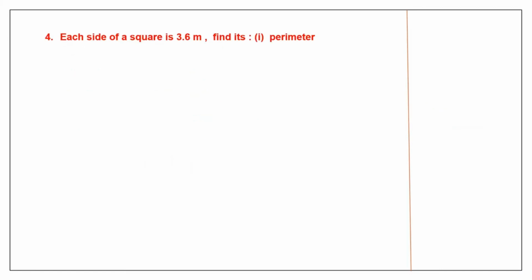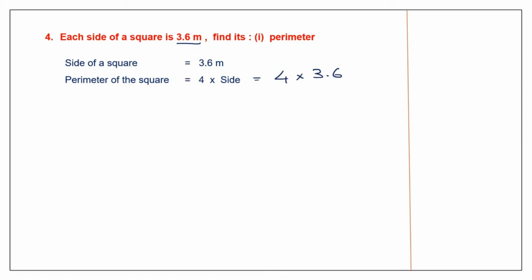Question 4. Each side of a square is given. The first thing we need to find is its perimeter. So side of the square is given to us as 3.6 meters. The perimeter of a square, the formula is 4 into side, which is 4 into 3.6 meters because that is the side. So let's multiply 3.6 into 4. That is 36 into 4.